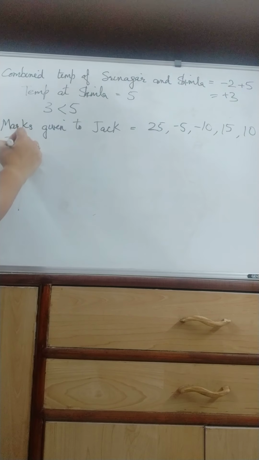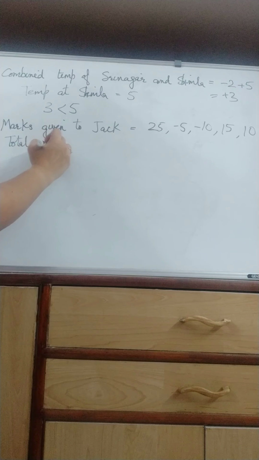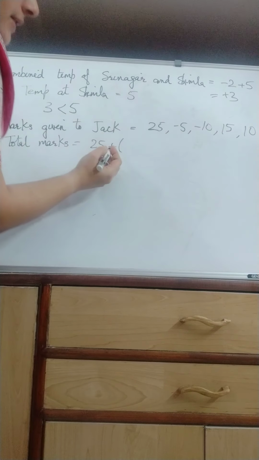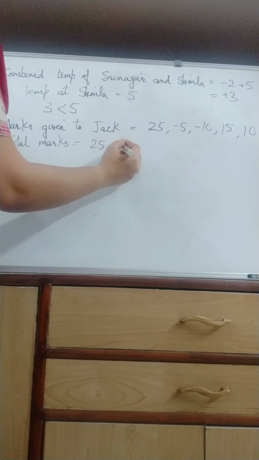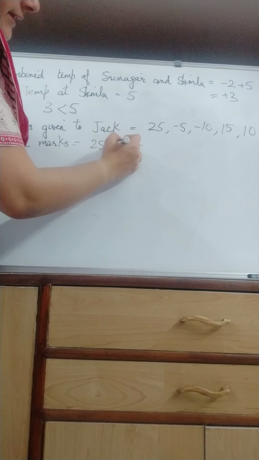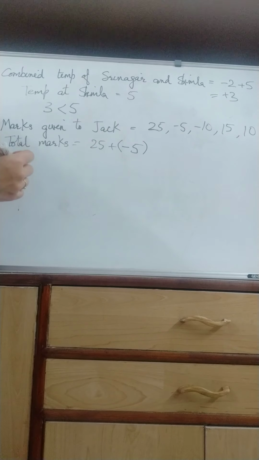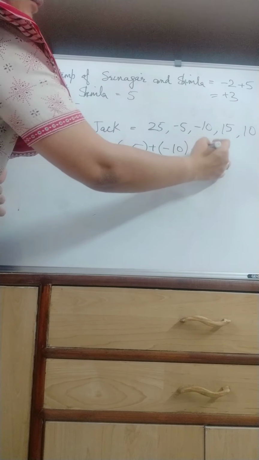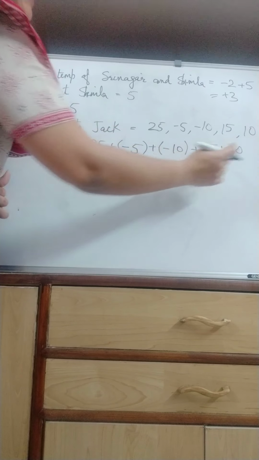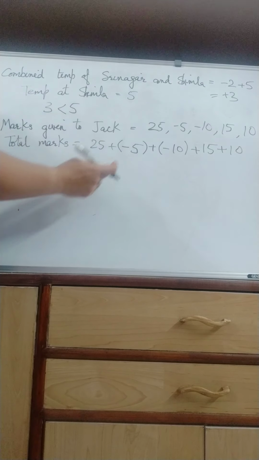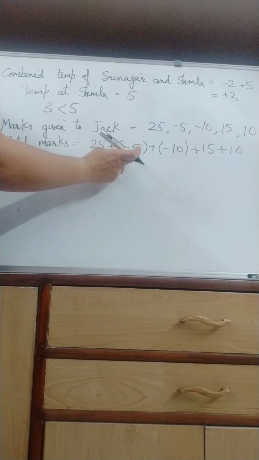So total, how do we total the marks? Naturally, you will have to add up all of them. So you will just say 25 plus. Please understand, I cannot write plus minus 5. I cannot write this. Two signs can never come together without a bracket. So we will write the negative numbers in a bracket. So plus (-10) plus 15 plus 10. If you realize, the positive numbers need not be in a bracket, but the negative numbers need to be in a bracket, so that two signs are not together.